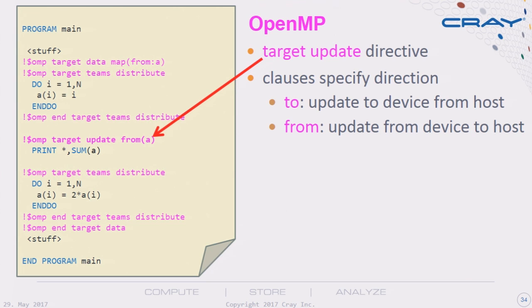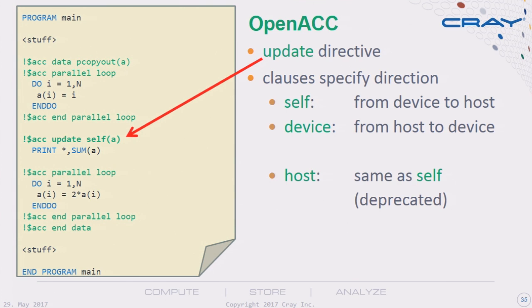Just to mention, if we use target update from, it means that we copy from the device to the host, and if we do an OpenMP target update to, we update from the CPU to the GPU. So it's always from the point of view of the GPU. With OpenACC, it's similar. We have an acc update with self, device, or host. Host is the same as self, and device means that you want to update to the device.